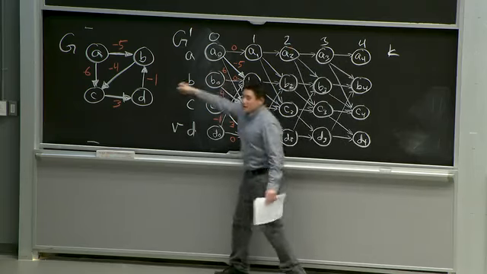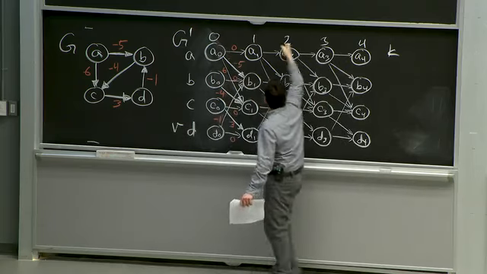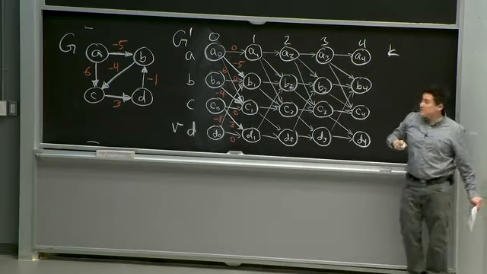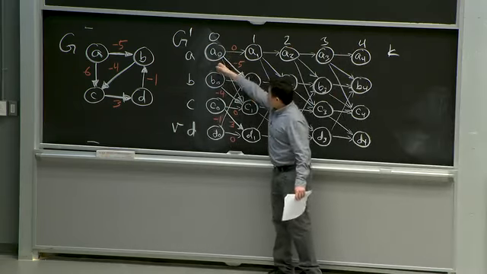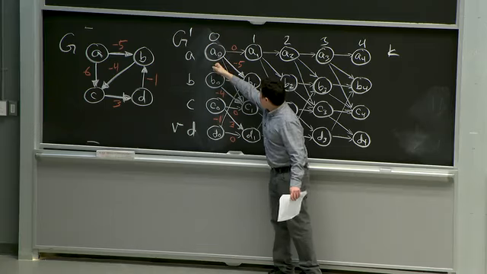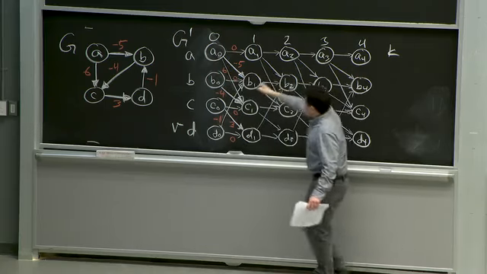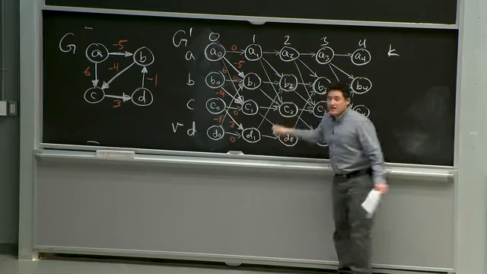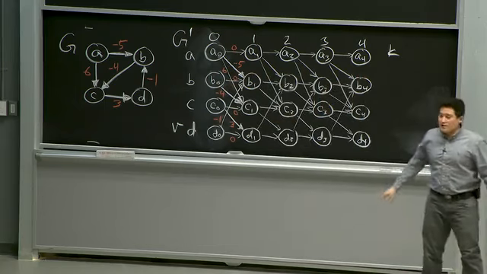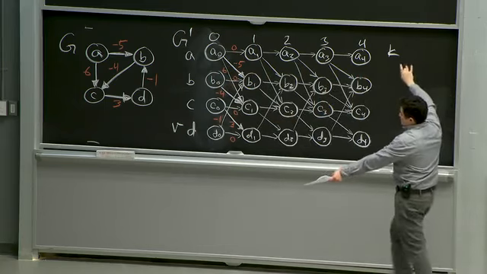There are 4 vertices in my graph. So this is 1, 2, 3, 4, 5 copies of my graph. I have a version of vertex A for each one of those copies, a version of vertex B for each of those copies, C and D, etc. Okay? So I have this nice grid of vertices.